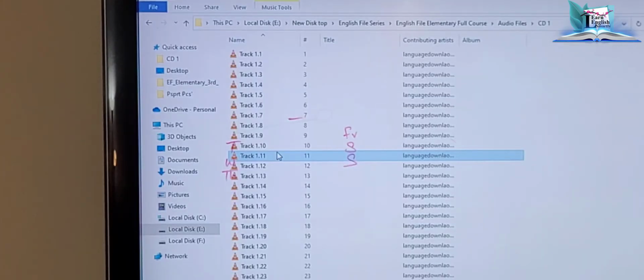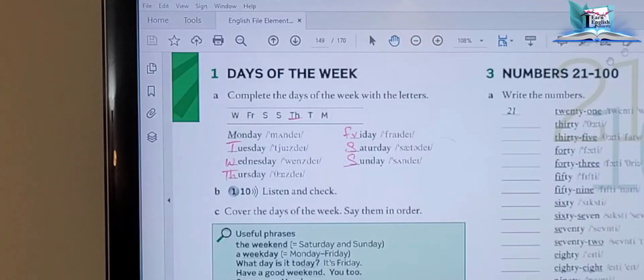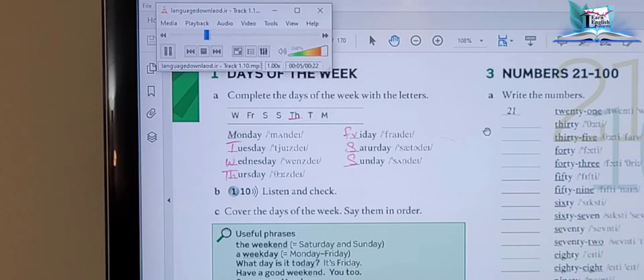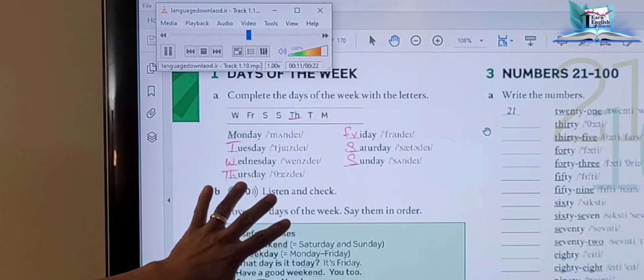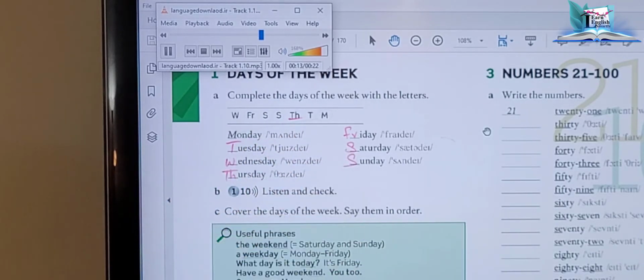0, 1, 10. Monday. Tuesday. Wednesday. Thursday. Friday. Saturday, Sunday.